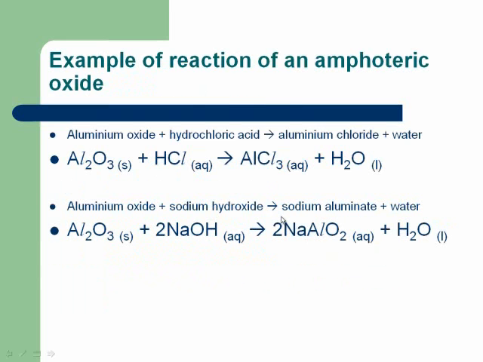Example of a reaction that involves an amphoteric oxide. Remember LAZ, aluminum oxide. Because it's an amphoteric oxide, it can react with acid. Hydrochloric acid is an acid, and these two react to give you salt and water. So this is the chemical equation.